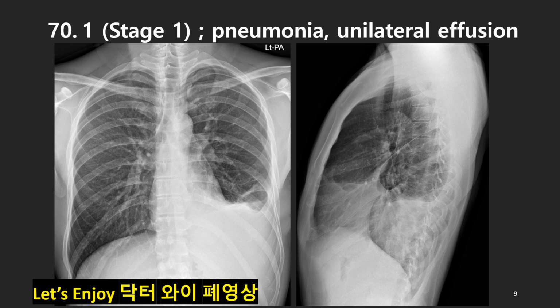On the lateral film, we see a thickened left major fissure and hazy increased density in the left lower lung zone with only one single diaphragm. Okay, yes, that's the right side diaphragm. That means we have pleural fluid in his left lower portion. This is parapneumonic effusion.